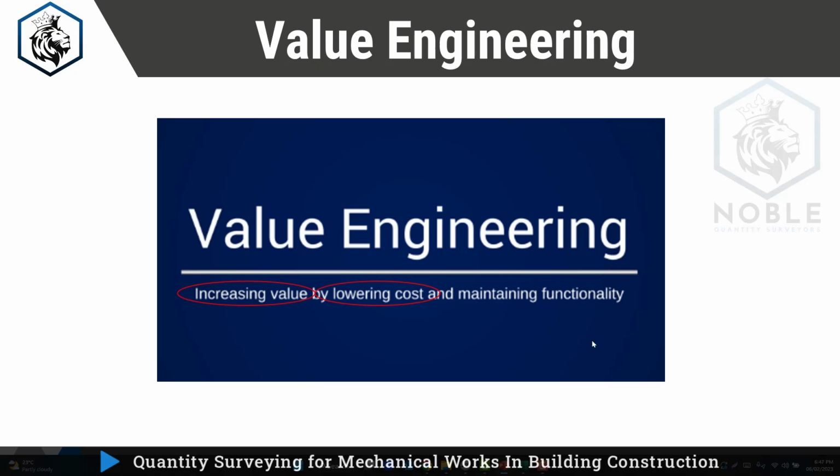The next word here is maintaining functionality. What does it mean, maintaining functionality? It means that whatever you are doing, like increasing a value or lowering a cost, it should have the same functionality. You should have the same output, and the same output should be achieved by using an alternate method.